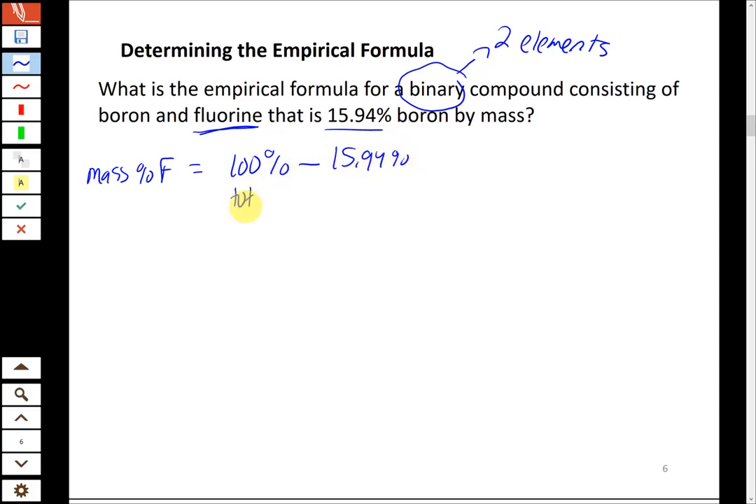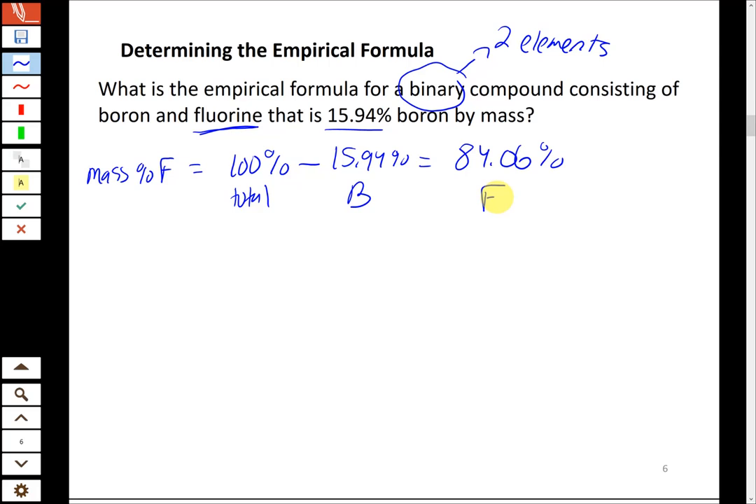So that's your boron mass percent. There's only two elements in the compound, so subtracting those gives us the percent of the other element, fluorine. Okay, so this compound is 15.94% boron by mass and 84.06% fluorine by mass. So now we have mass percents for both elements, but how do we deal with those?